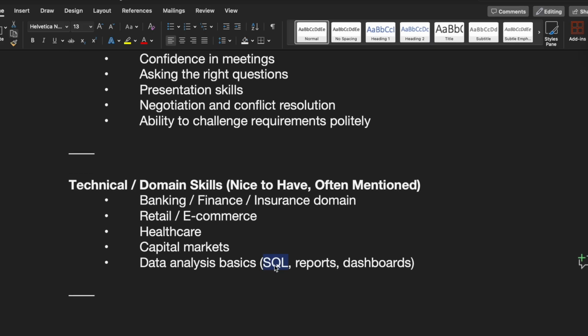Technical skills are based on your domain. You can ask, do I need to learn API, do I need to learn microservices, do I need to learn SQL? Yes, if you are going to build software, definitely you have to learn the technical component, not for the coding, right?